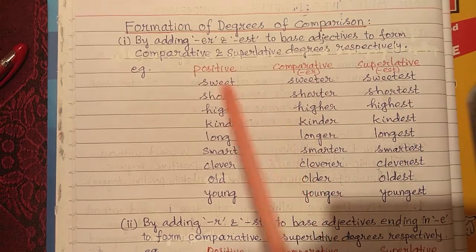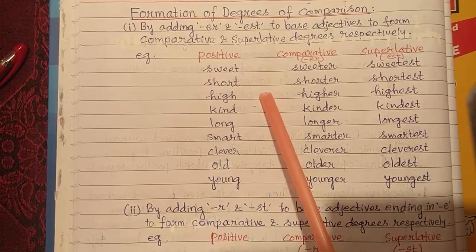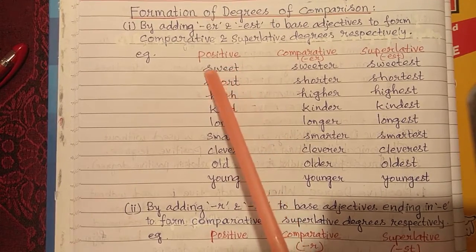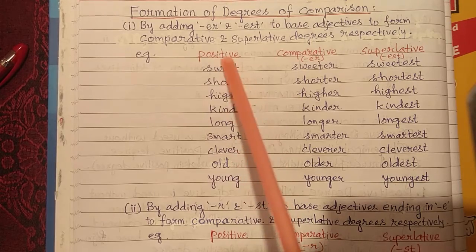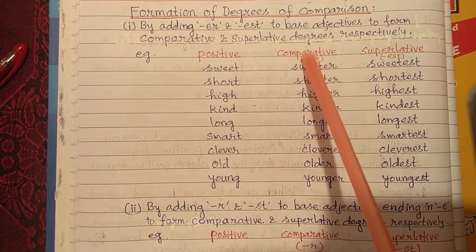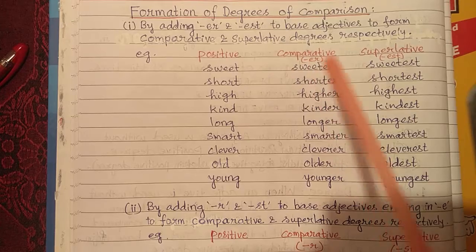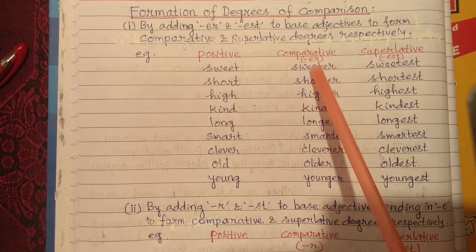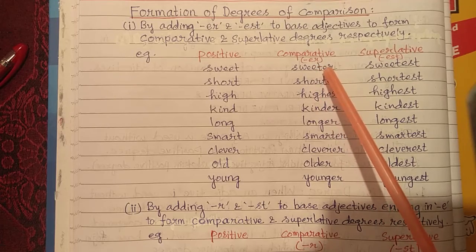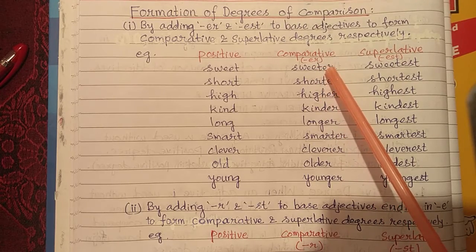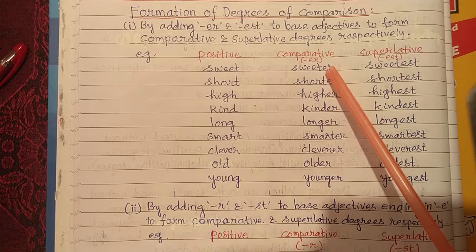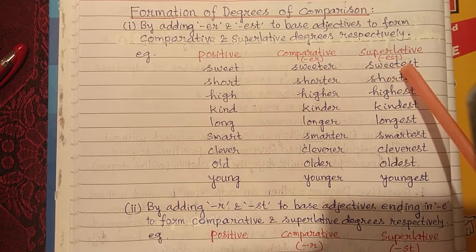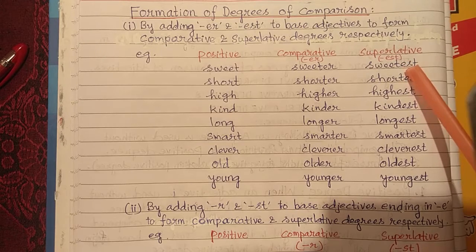You see, from this example you will get a clear idea. You see, these are the positive degrees, means they are the base adjectives. So how they change in the comparative and superlative degrees. Let us see, sweet, sweeter. You see, we have added just er, and we have converted it into comparative degree, and in the superlative degree it becomes sweetest. So we have added est.